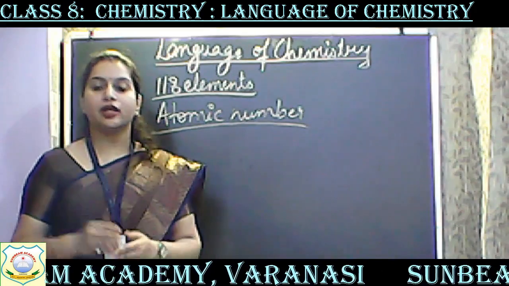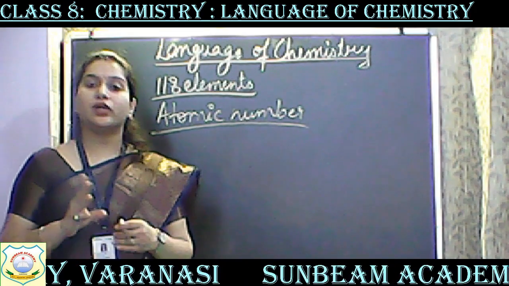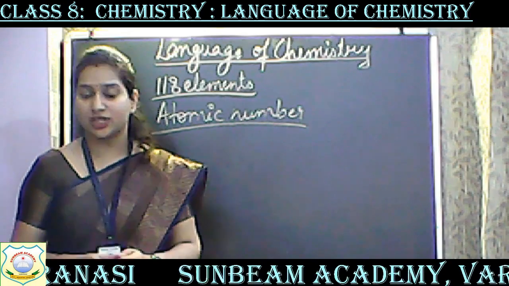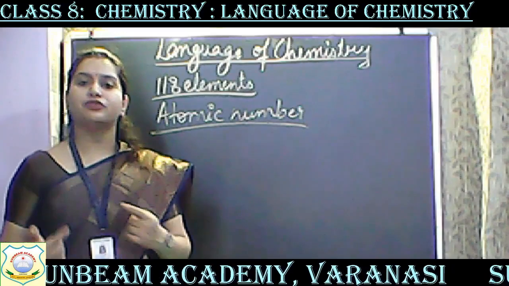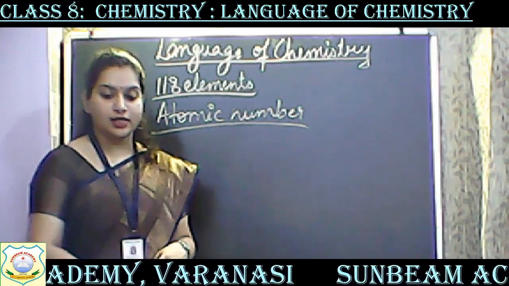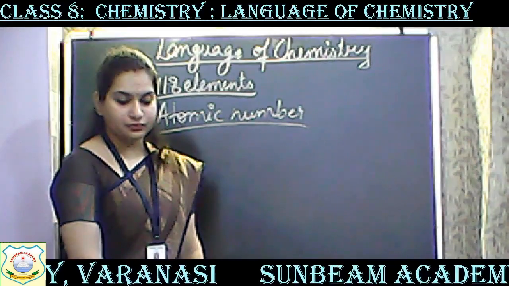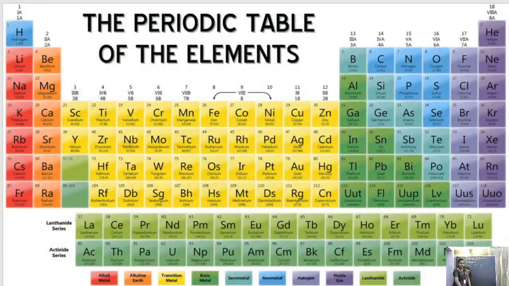Okay, so children, now I am going to show you the periodic table first. We will see what the 118 different elements are and how they are arranged, and then we will move further with electrons and valencies and everything. Okay, so let's start with it. So I am going to share. Children, see, this is the periodic table.